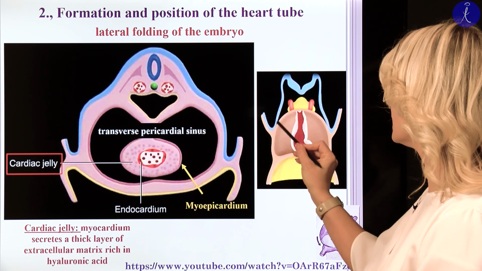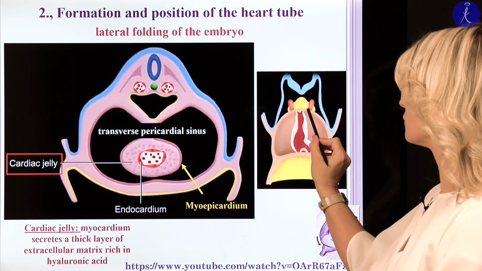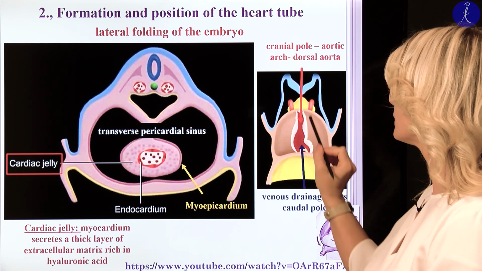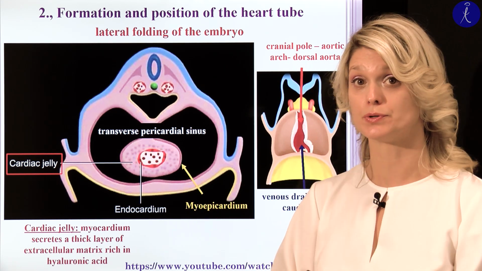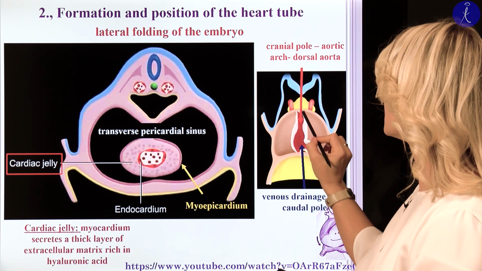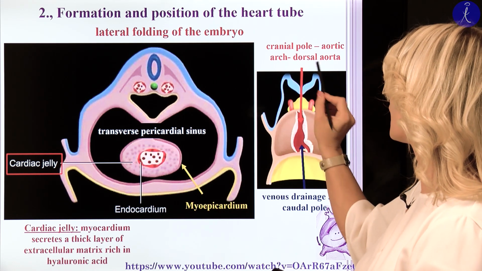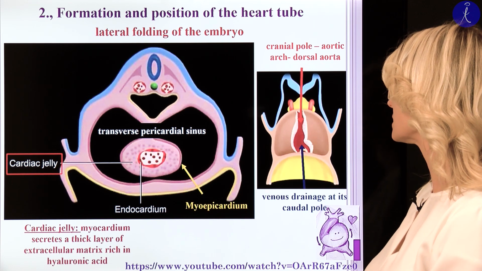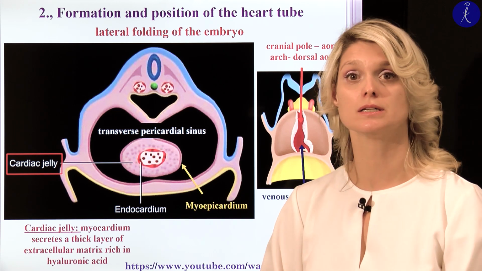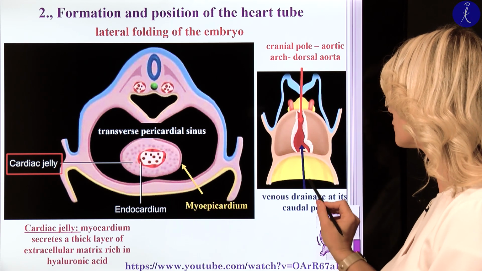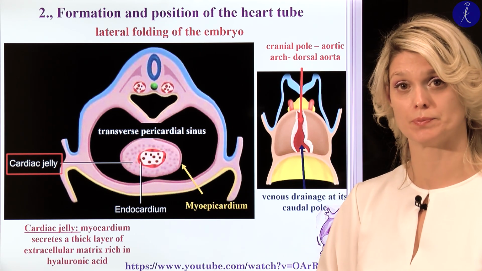And here you can see the position of the primitive heart tube. It's fixed. Here we have an upper pole and the lower. The cranial pole will be the pole of the arteries. From here will develop the aorta and the pulmonary trunk. It will form connection with the aortic arches with the dorsal aorta. And here at the lower part, you can see the venous part of the cardiac loop, where the veins will drain into the primitive heart tube.